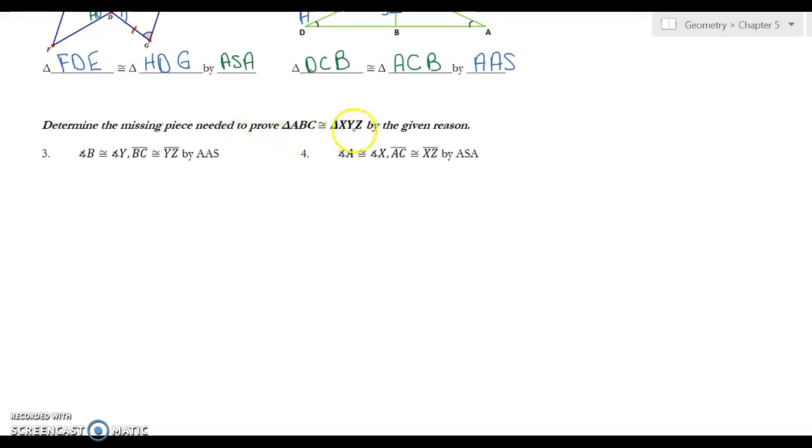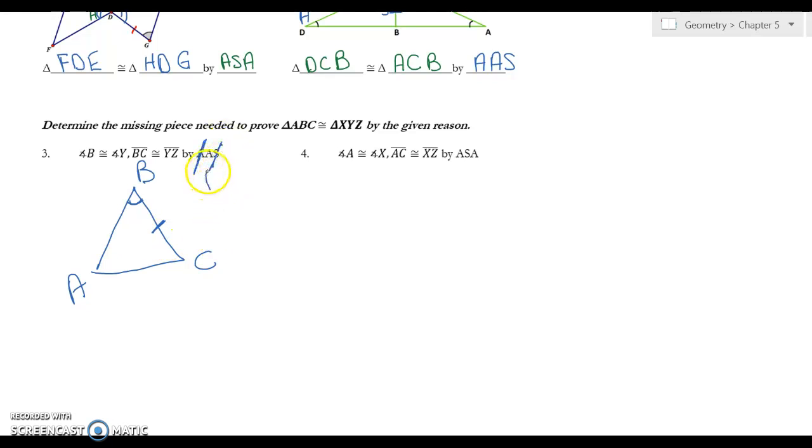So I could draw two triangles, but really I know that they're in the same spot, so I'm just going to draw triangle ABC. A, B, C. And so I know that B is congruent to Y, so I'm going to draw an arc there. And I just made an angle, so I'm going to cross off one of my angles. And then I have BC is congruent to YZ. So BC is right here. So I just crossed off a side.